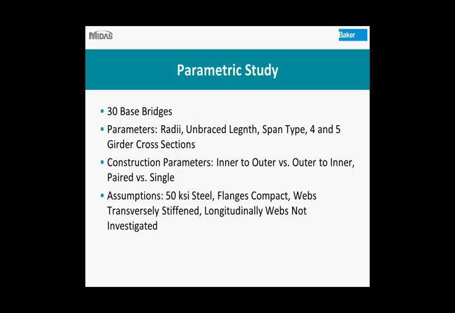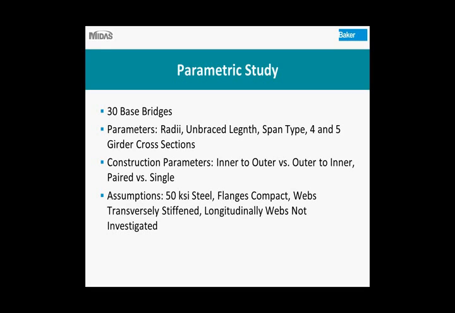So after we did the Hines and Spates comparisons and also the deflection comparisons with Bridge 207, we decided that we were happy with our finite element modeling technique. We were going to proceed to use that for our parametric study. So the parametric study involved 30 base bridges. They have varying parameters. We used different radii, unbraced lengths, and span types. We looked at bridges with 4 and 5 girder cross sections. And there are 4 different construction parameters that we looked at.